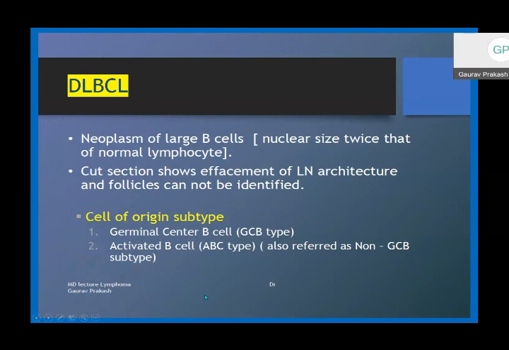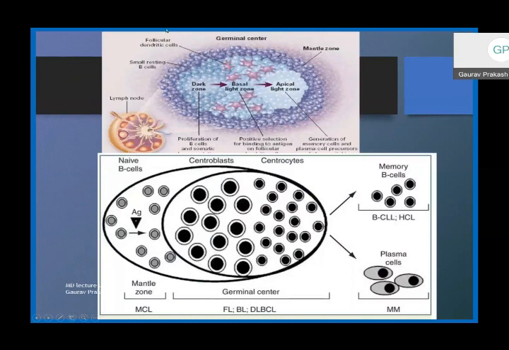All right. So now moving to DLBCL. As I told you, DLBCL is the commonest type of lymphoma. And as the name suggests, DLBCL arises from the germinal center. This is the holy grail of lymphoma. This is the site where you will find the most active lymphocytes. So these are the large centroblasts which give rise to DLBCL.